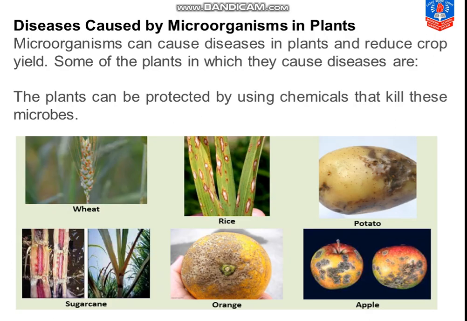There is one picture also, you can see disease caused by microorganisms in plants. In plants also microorganisms can cause disease and reduce crop yield. Production is reduced. Some of the plants in which they cause disease are, you can see, wheat, rice, potato, sugarcane, orange, apple. It is clearly visible. These are just spoiled plants, or we can say they have been infected by some disease. The plants can be protected by using chemicals that kill these microbes. So chemicals can be used so that microorganisms can be killed.